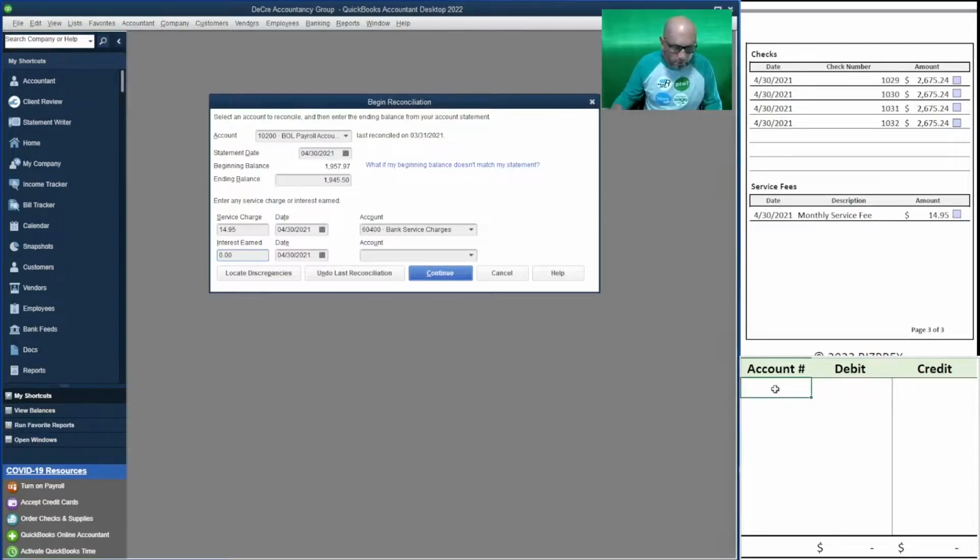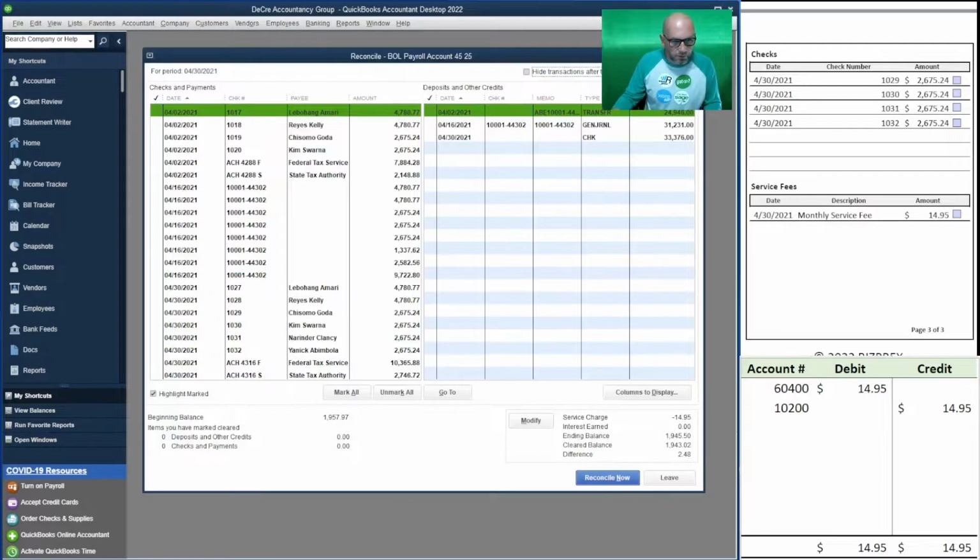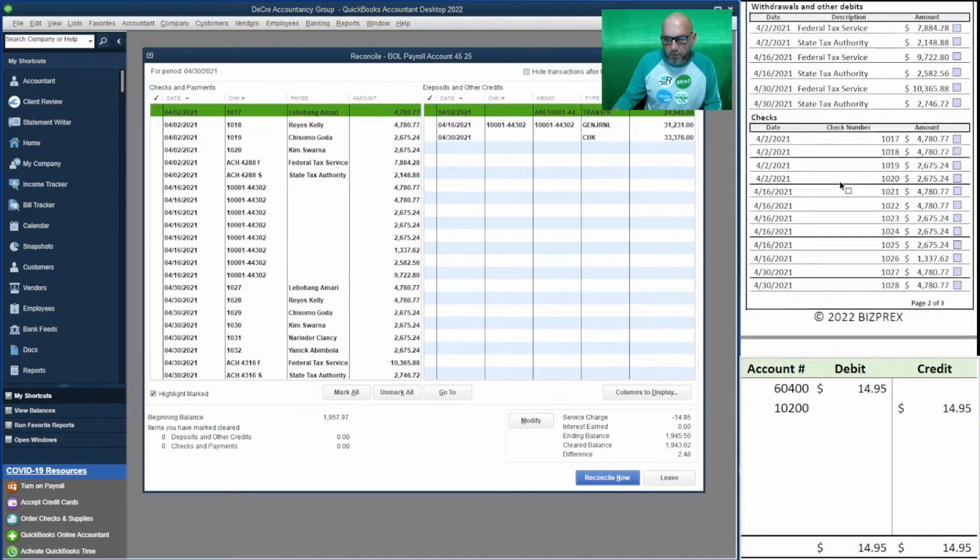What will it do? Well, it will increase our expense for service charges, thus it will debit it. What else will happen? It will reduce our bank account, our payroll bank account. Right? So once we finish reconciliation, this amount right here, 1495, it will become a debit to account 6400 and it becomes a credit to account 10,200. All right, let's continue. There it is, 1495, so we can mark that off.